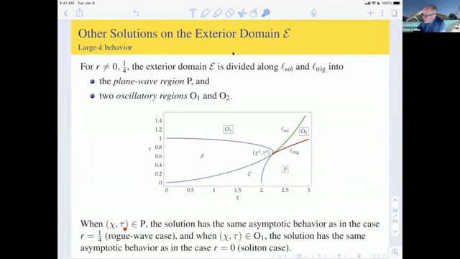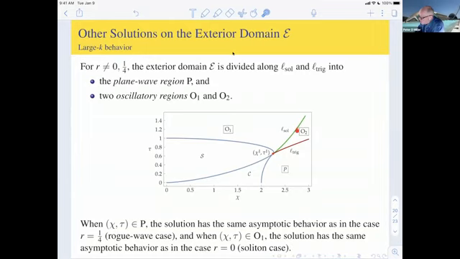When chi and tau is in the plane wave region, the solution has the same asymptotic behavior as when r is equal to a quarter. That's the rogue wave case, so it looks like a modulated plane wave, in fact the same modulated plane wave that we saw in the rogue wave case. And when chi and tau is in this O1 region over here, then the solution has the same asymptotic behavior as when r is 0. That's the soliton case. So here you've got these stripes, this modulated elliptic function going on.